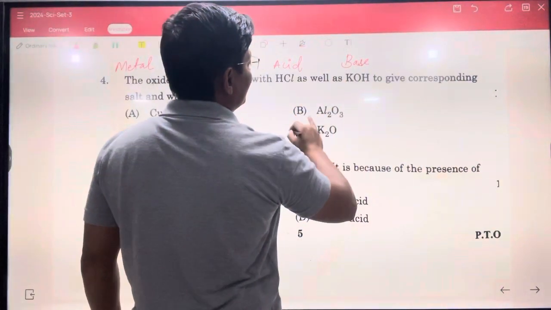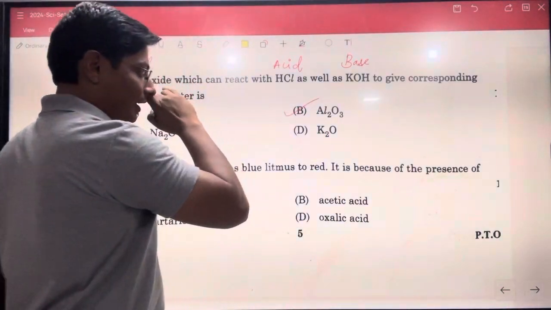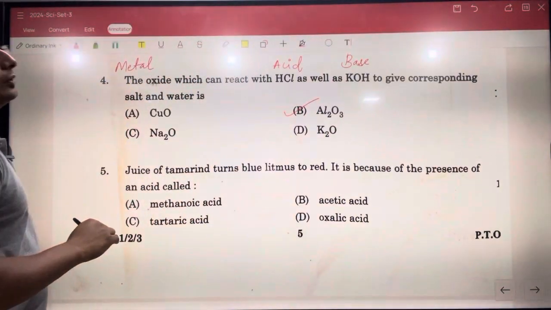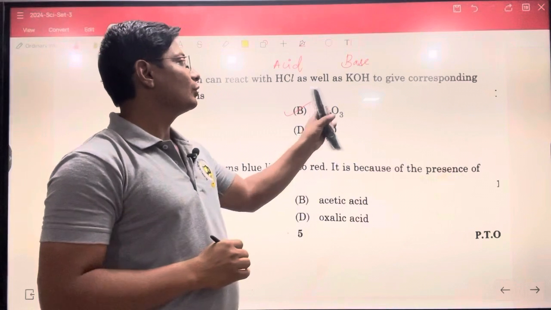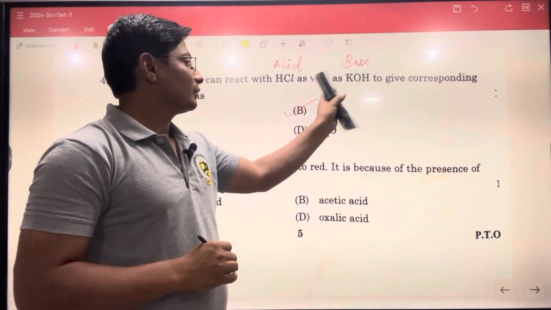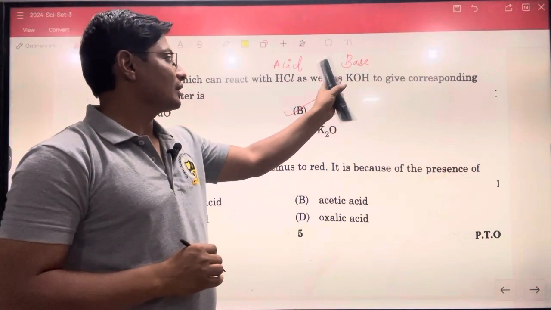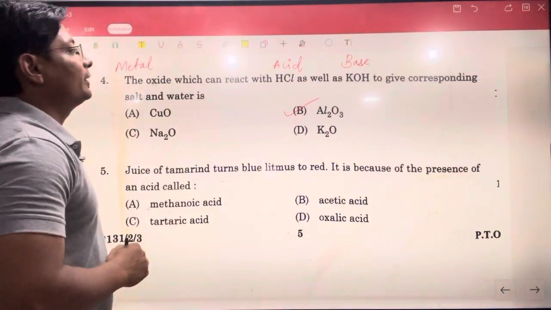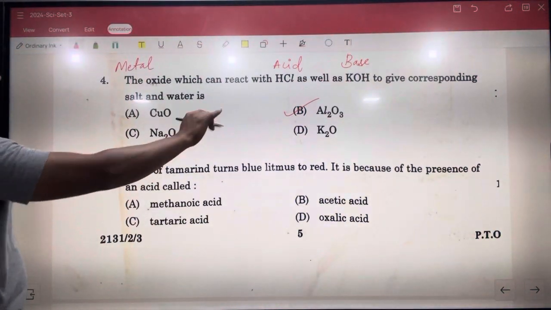Al2O3 is nothing but aluminum oxide. So this is the correct option to be selected, because it will form aluminum chloride with this, and here it will form potassium aluminate. Fine. So therefore this is the correct option.